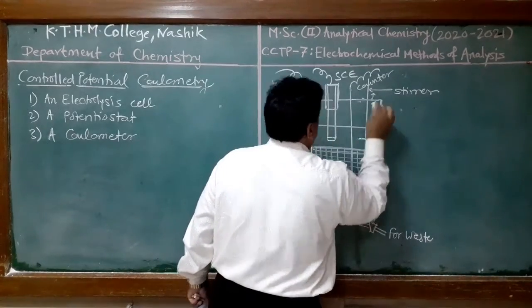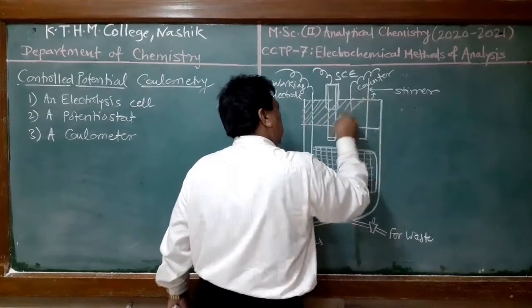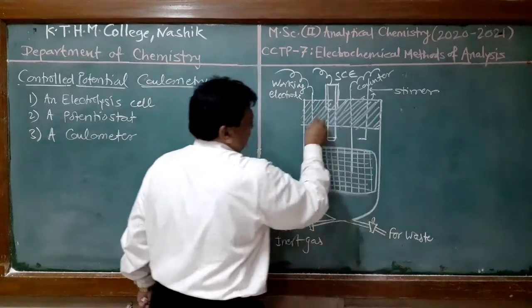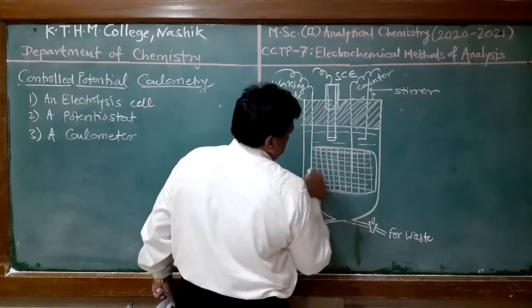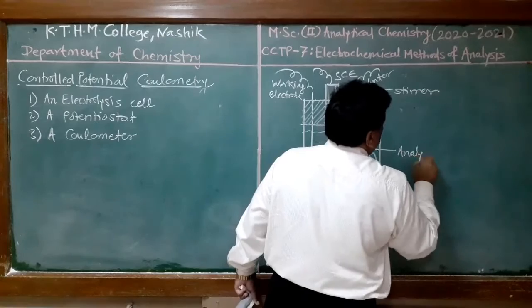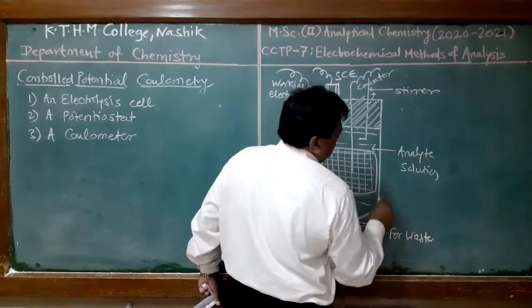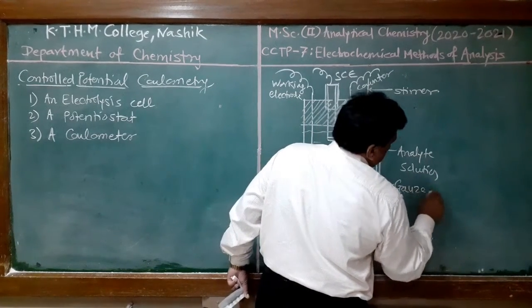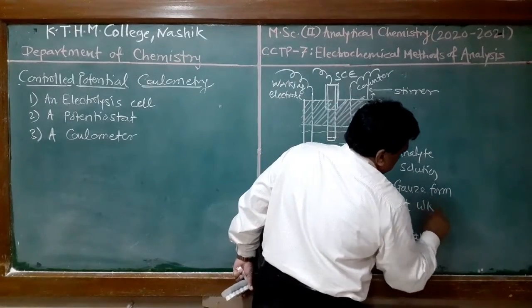And here all these three electrodes are kept in an electrolysis vessel in this fashion. And here an analyte solution is taken. This is the analyte solution. The working electrode is gauze form, made of platinum, a gauze form platinum working electrode.